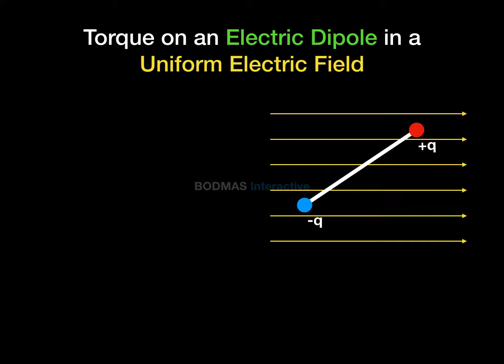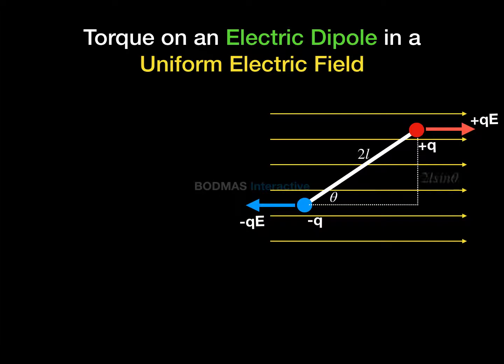Torque on an electric dipole placed in a uniform electric field. If an electric dipole is placed at a certain angle with a uniform electric field, then the positive charge experiences a force in one direction and the negative charge experiences a force in the opposite direction. If we drop perpendiculars from these 2 points and consider this angle to be theta with the base, the distance between the two charges is 2L.